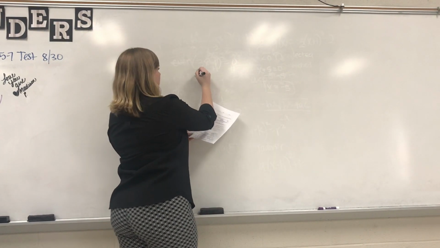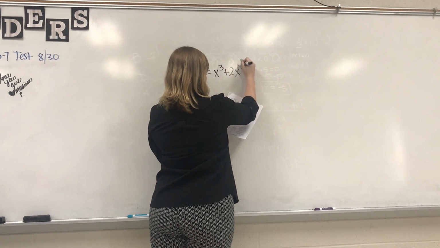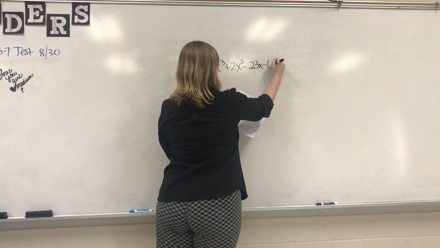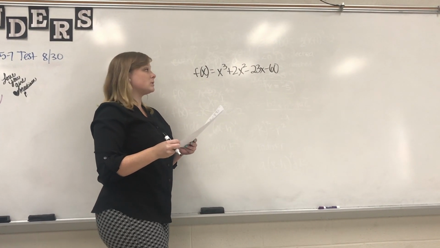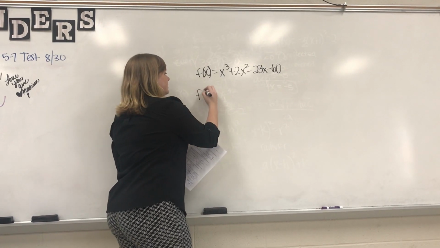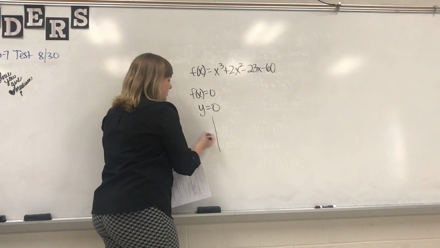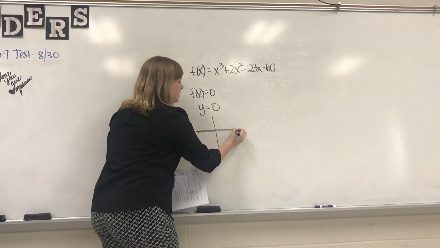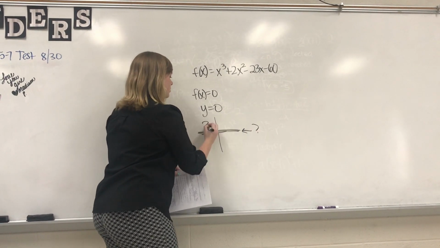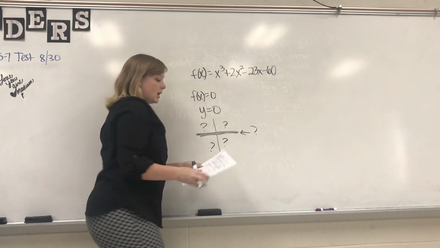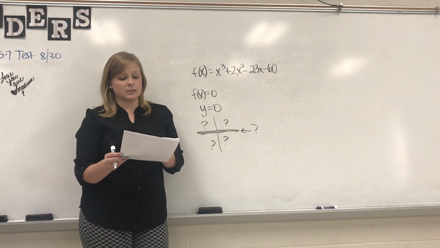Number 10, consider the function f of x equals x cubed plus a bunch of other stuff. Find all values of x for which f of x is equal to 0. Remember, when it says f of x equals 0, that means where y is 0, which means it wants to see where it crosses the x-axis. Where does it cross it? Who knows? Yes, you could try to factor this, but I'm pretty sure the one on the test doesn't factor, just like this one doesn't factor.